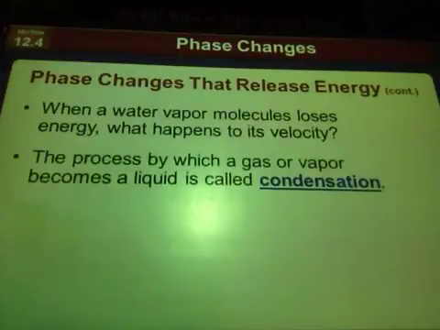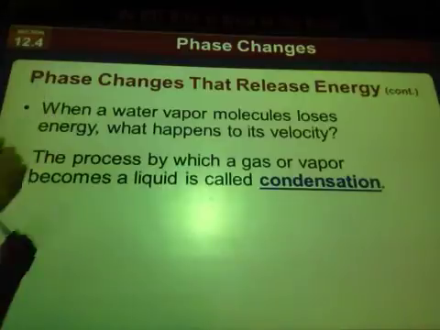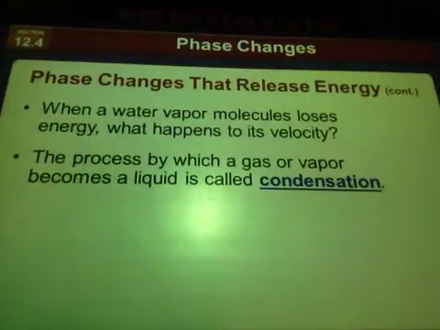Now, when water vapor molecules lose energy, what happens to their velocity? So when water vapor molecules lose energy, what's going to happen to their velocity? Of course it's going to decrease. They're losing energy, they're not going to be moving as fast, so that means that their velocity, of course, is decreasing.